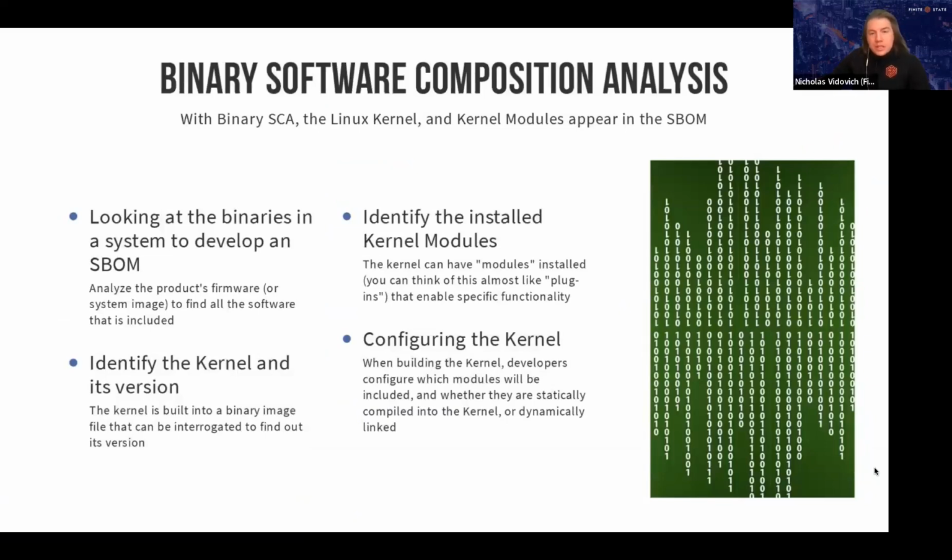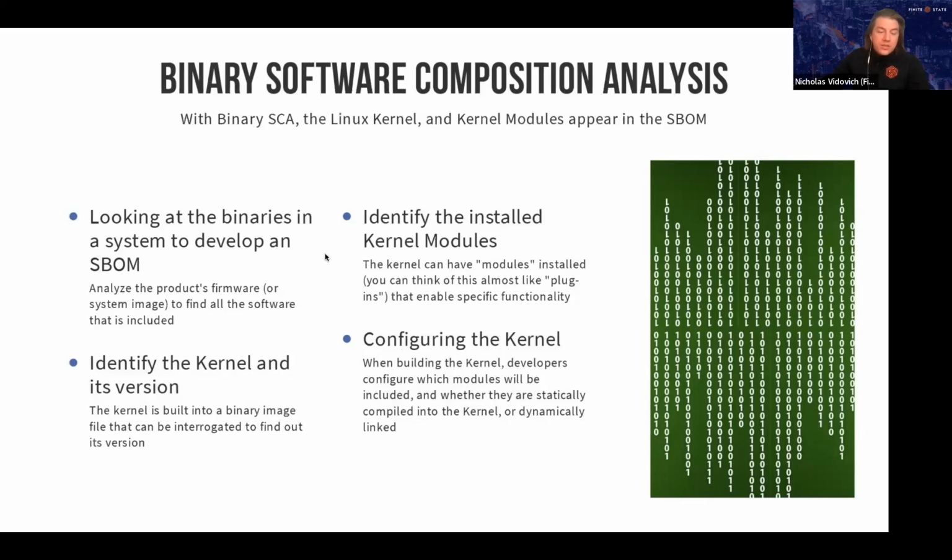So I'm going to do a quick aside and talk about binary software composition analysis, where software composition analysis, or SCA, is the way that we analyze software to create an SBOM. The way that our company started, again, is really in binary analysis, where we're looking at everything that goes into the system. So it's not just the source code, and it's not just that first party code, but looking at everything that gets installed when you've actually built a Linux-based system.